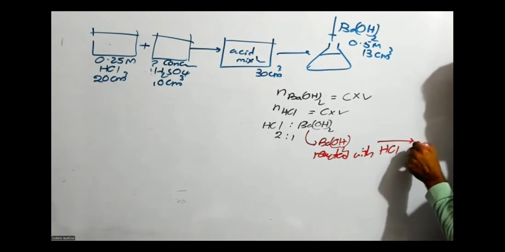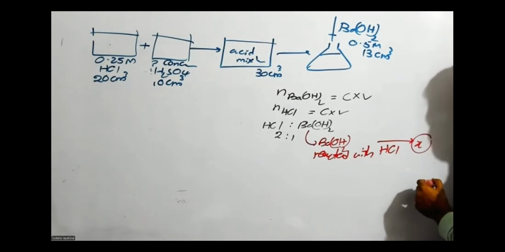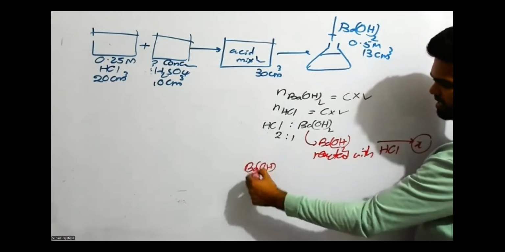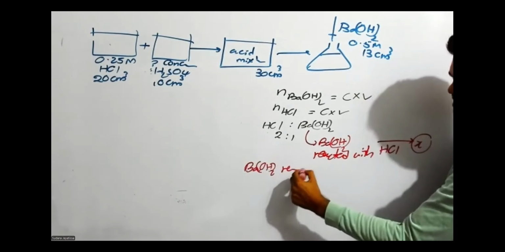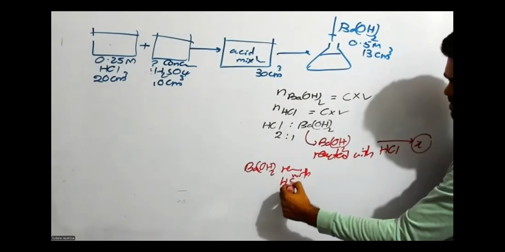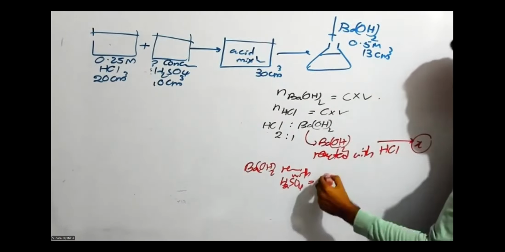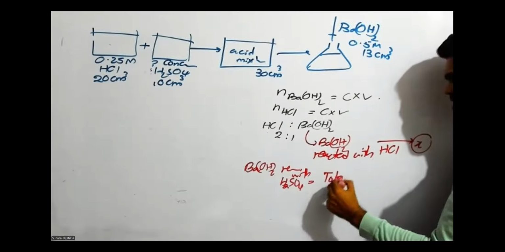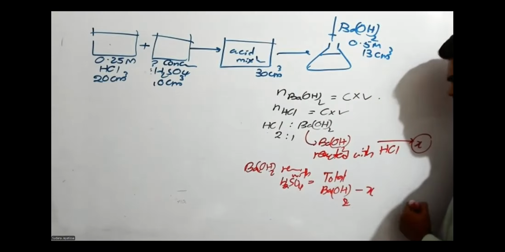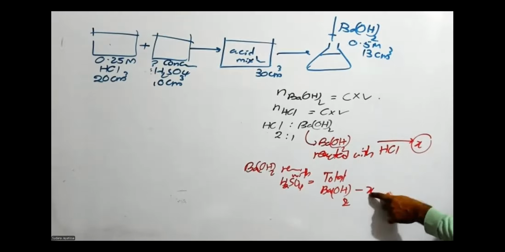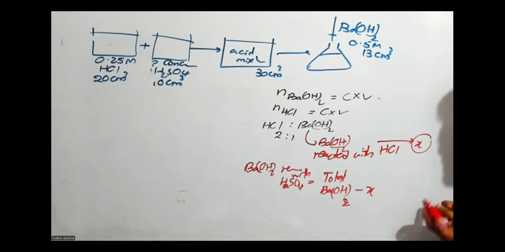Okay, so let's say this is X, right? And then you can find barium hydroxide reacted with H2SO4 by doing what? Because we know the total value now. So this is the total barium hydroxide minus X. X is the part reacted with HCl. If you subtract that from the total, you will get the barium hydroxide moles reacted with sulfuric.